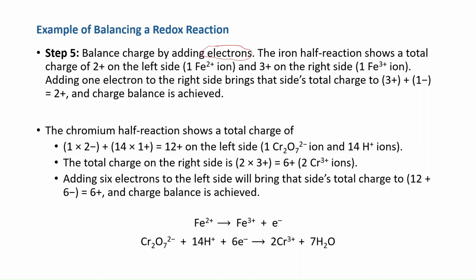Now, when you add electrons, this is where you have to be very, very conscious. Where do I add electrons? Add them wherever you need negative charges. If one side is more positive or less negative, that's the side where you want to add electrons. How many? Until the charges equalize.